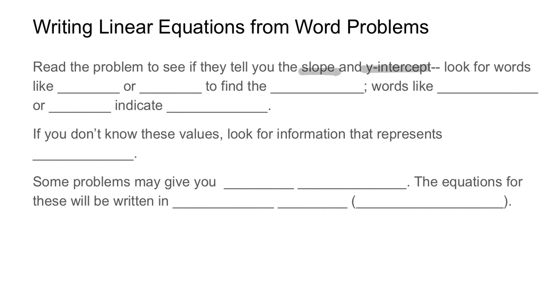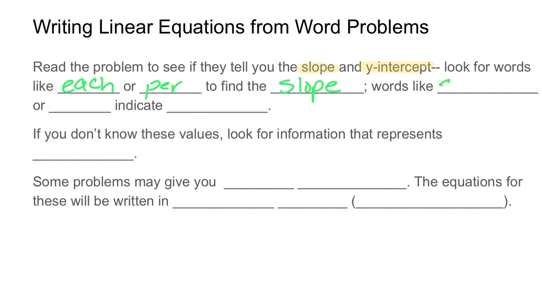If it is, that makes your job really, really easy because all you're worried about is figuring out what the m and the b are so you can write this linear equation. So if it tells you the slope and the y-intercept, you're going to use those. The way we'll recognize that is for slope, you're going to look for words like each or per. So if it tells you they're getting paid $10 per hour, or for each hot dog they sell, they earn $2.50, words like that tell you that that's going to be your slope.